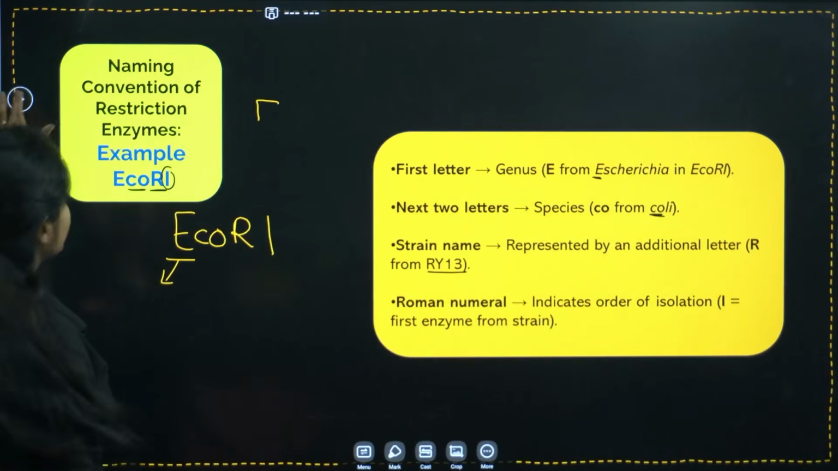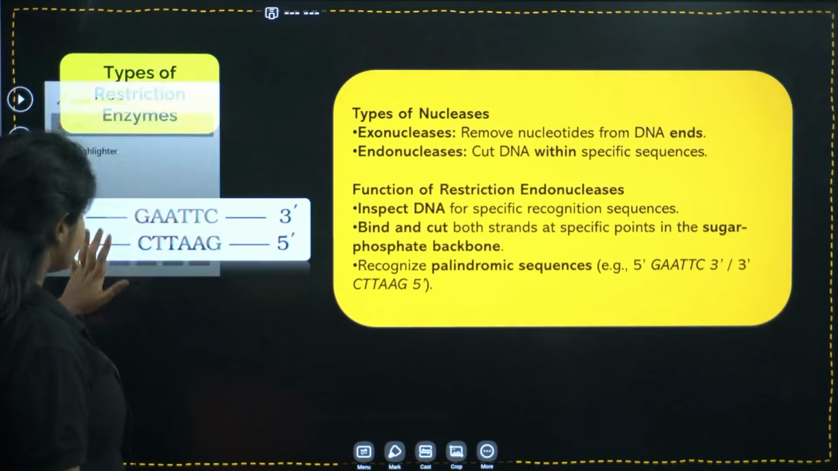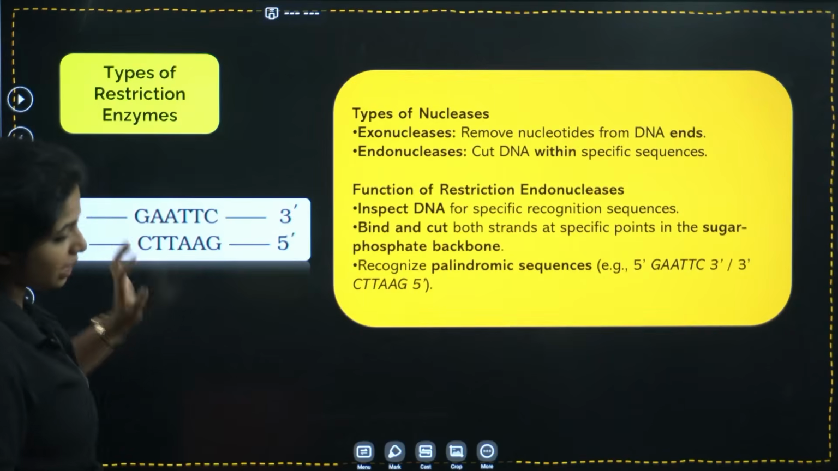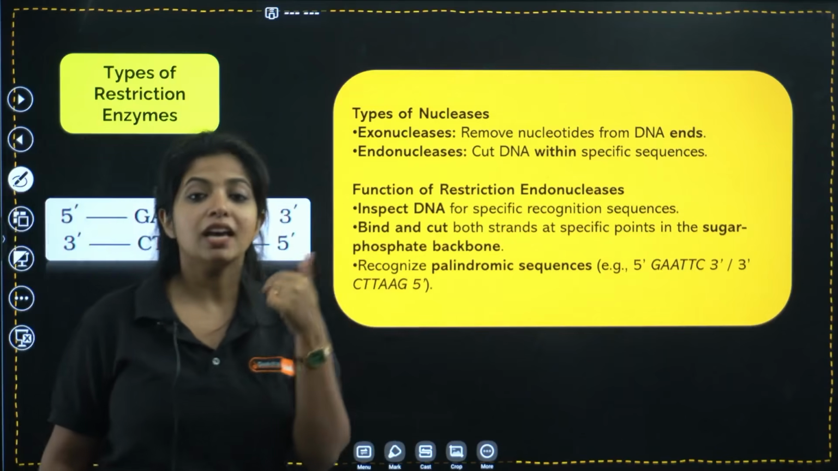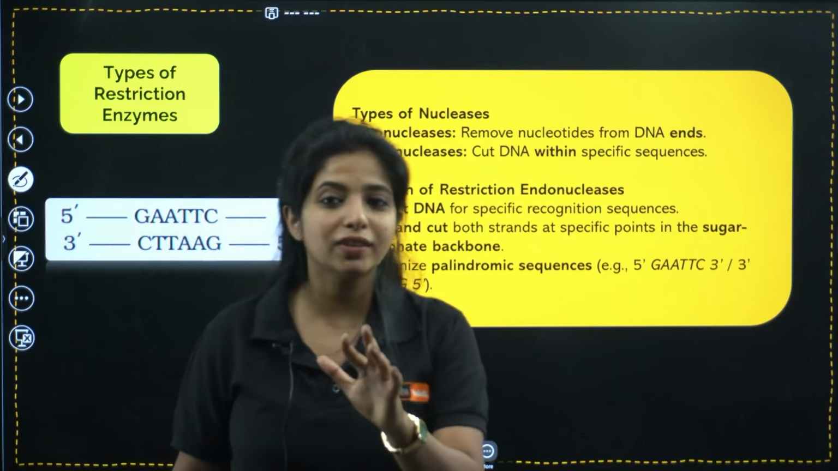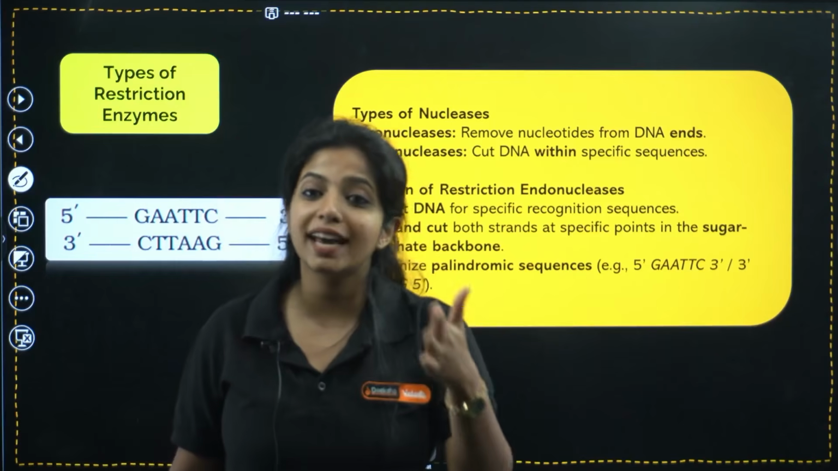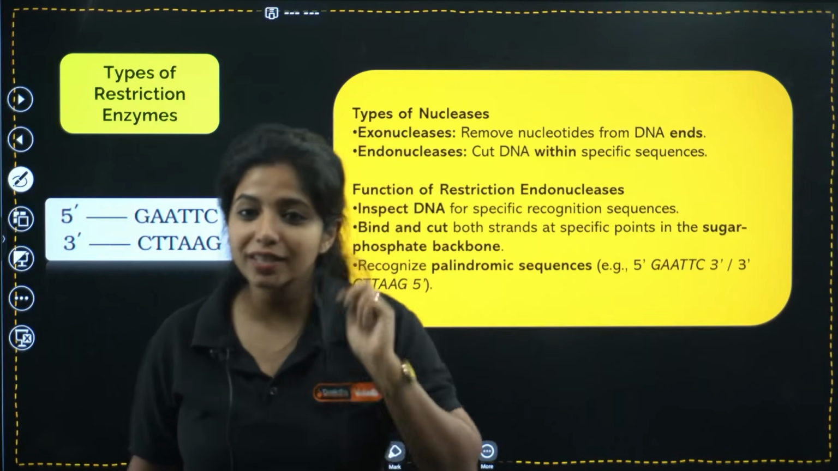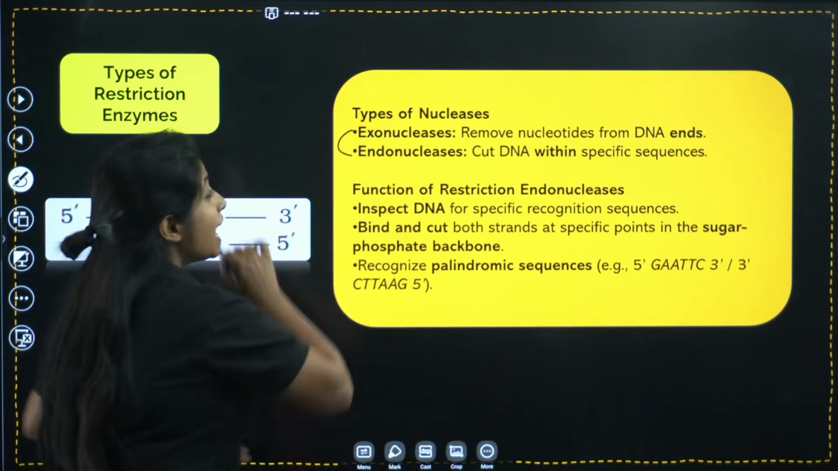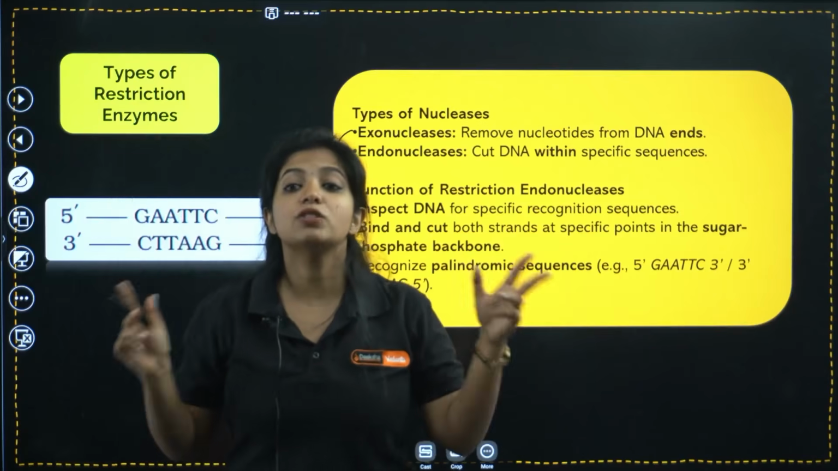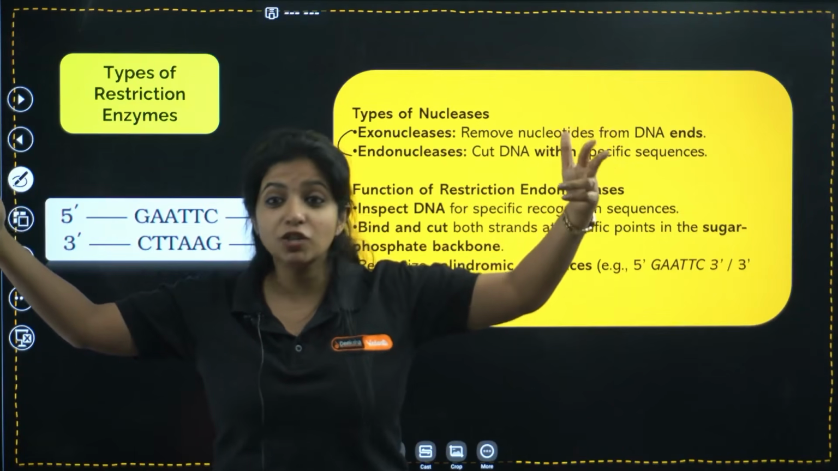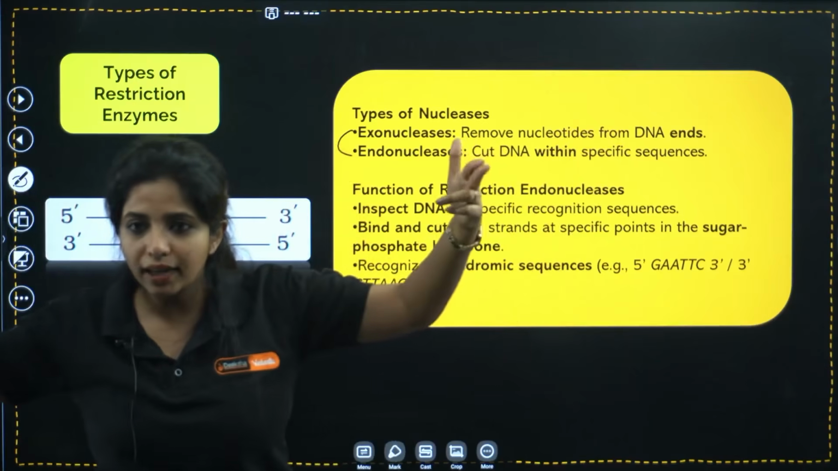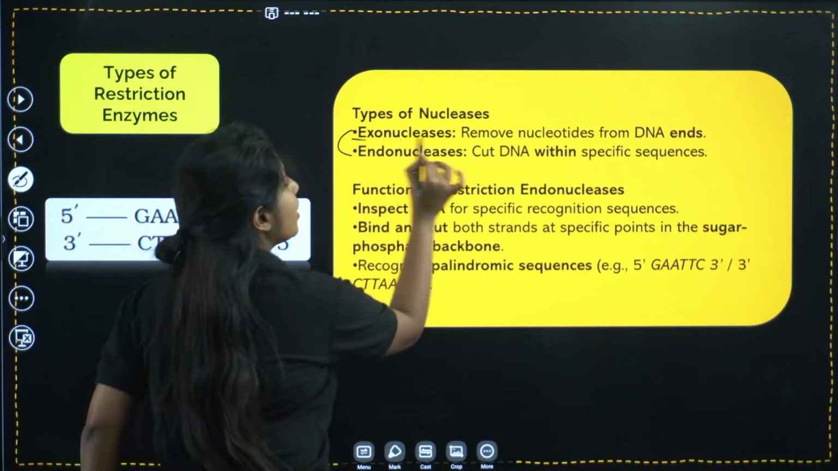Now when you talk about restriction enzymes, you need to understand that you call them nucleases. Why? Because they cut the nucleic acid, right? And there are two types of nucleases. If you are a PU2 aspirant, you know that they usually ask the difference between exonuclease and endonuclease. Exonuclease cuts the nucleotides from the DNA ends. From the ends of the DNA, my dear children, you cut the nucleotides. That is the role of exonuclease.